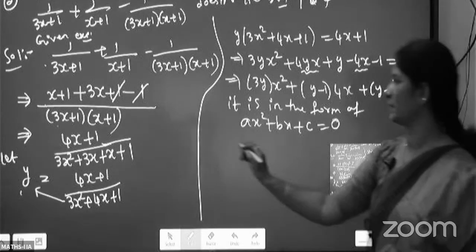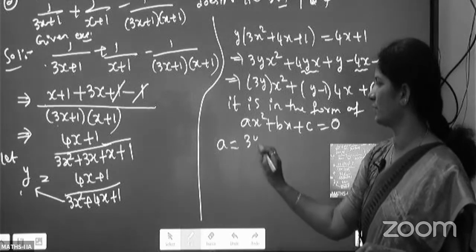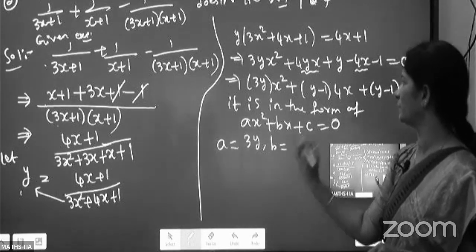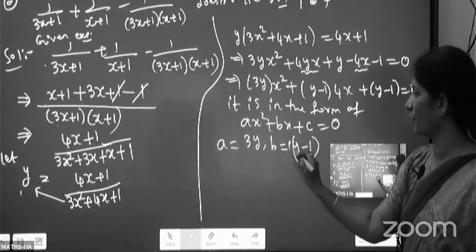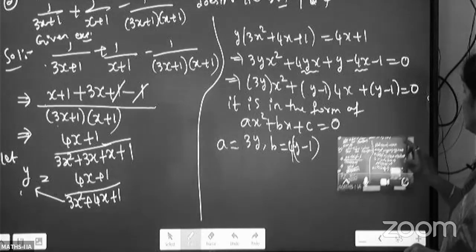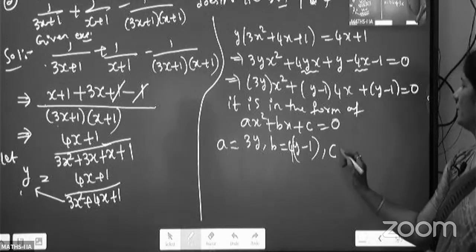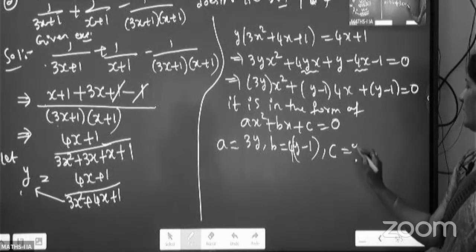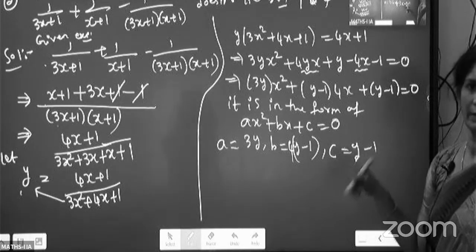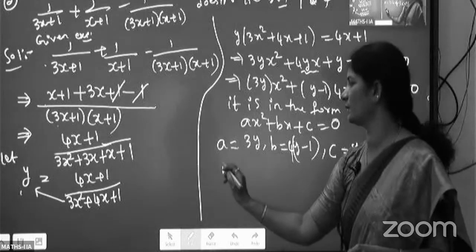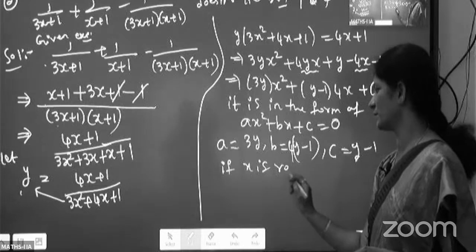Now, for the quadratic equation, what is the a value? The coefficient of x square, that is 3y. And what is the b value here? y minus 1, into 4 also is there. Next, the c value. And what is the c value here? y minus 1. These are the a, b, c values. Now go to the condition. What is the condition? If x is real. For all the questions, the procedure is the same.